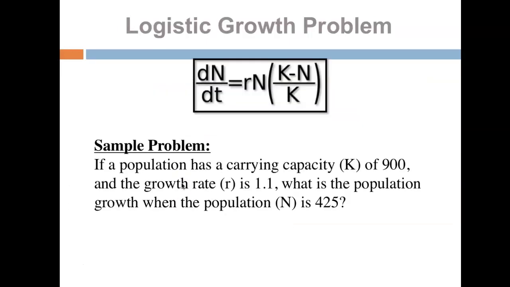And here's your sample problem. So if a population has a carrying capacity of 900 and a growth rate of 1.1, and the original population was 425, what is the growth? How many more individuals are being added that year? So we're just going to assume that the growth rate is per year for this one. So you plug 900 in for K, you plug 425 in for N, you plug 1.1 in for r. And if you want to pause the video right now so that you can calculate it, go ahead and pause.